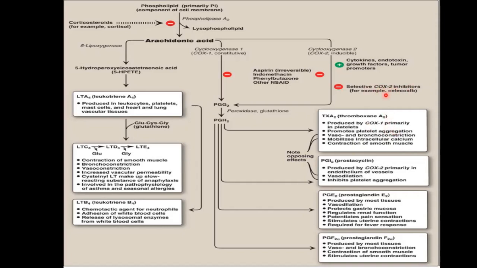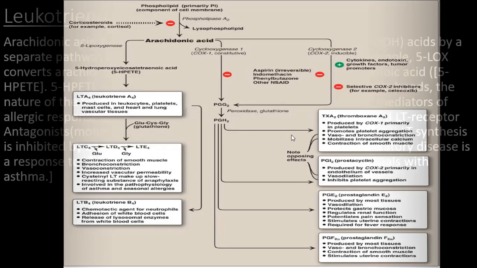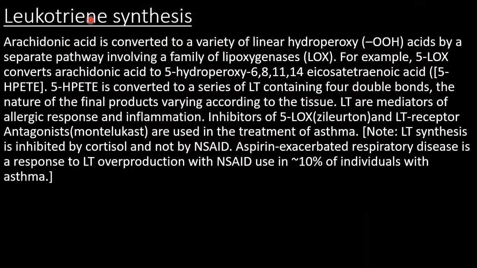And some of these selective COX-2 inhibitors have even been withdrawn from the market because they are very bad, because if they inhibit COX-2, COX-1 activity will be high in platelets. So thromboxane A2 will be prevalent, and there will be platelet aggregation leading to thrombi formation, leading to strokes and heart attacks.